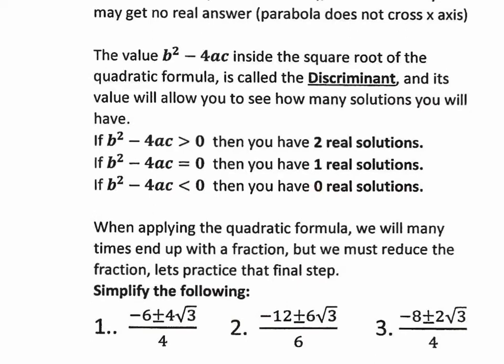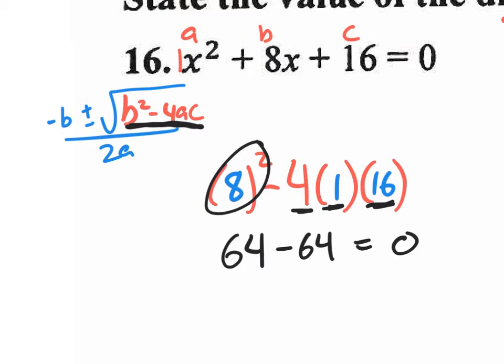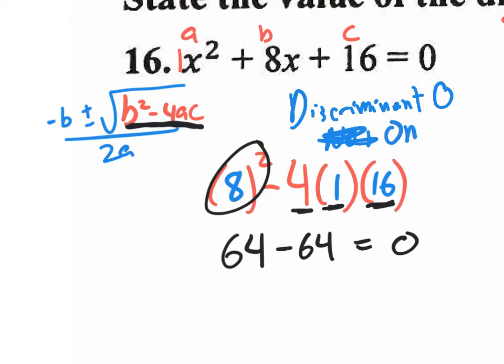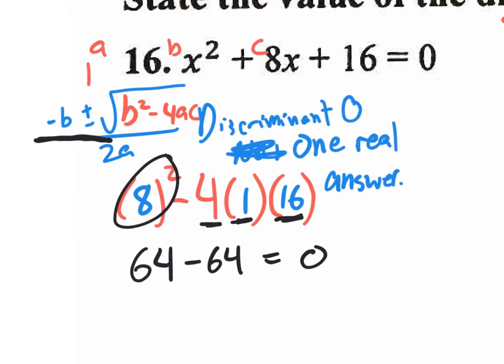So right here on number 16, we got 0 as the discriminant, which means you only have one real answer. So you state your discriminant. Discriminant is 0, which means one real answer. You guys have the answers on the back of your worksheet.